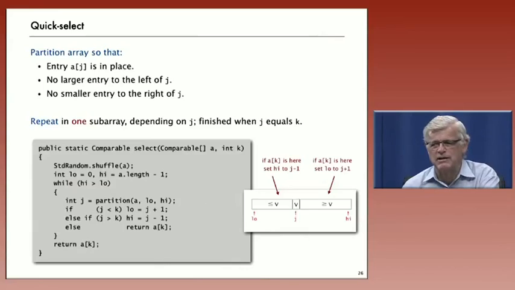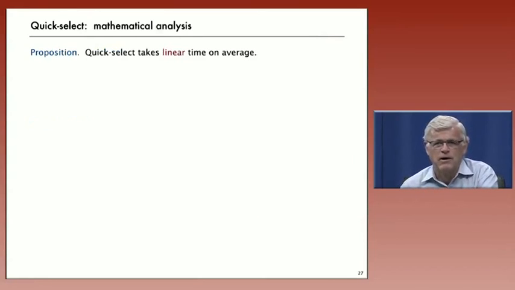That's a quicksort-like implementation solving the selection problem. Notice again that it depends on the random shuffle at the beginning. That's going to be important for performance. All right, so there needs to be a mathematical analysis to characterize the running time of this program.